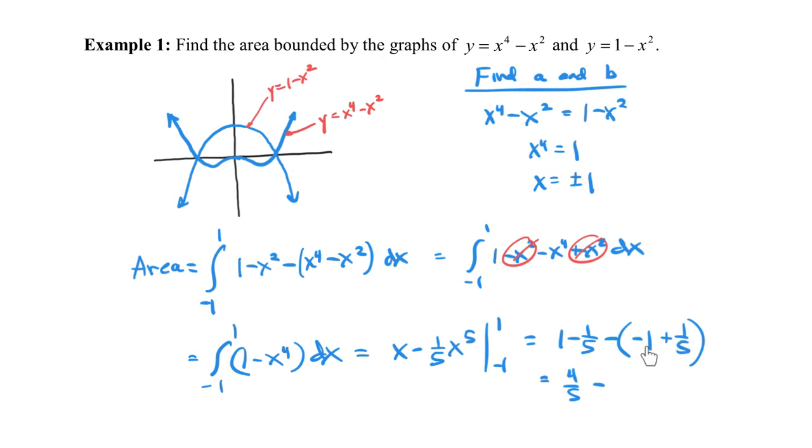Well, this is like -5/5 plus 1/5, which would be negative 4/5. So this will be minus 4/5. So I basically get 4/5 minus 4/5, which is 4/5 plus 4/5, which is 8/5.